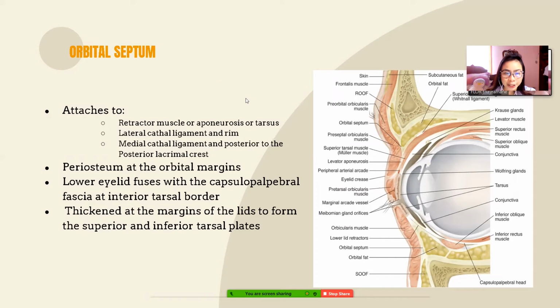Also, it attaches to several muscles and ligaments: the retractor muscle or aponeurosis or tarsus, and the lateral canthal ligament and rim. Also, the medial canthal ligament and posterior to the posterior lacrimal crest. Periosteum at the orbital margins, and the lower eyelid fuses with the capsulopalpebral fascia at the inferior tarsal border. Thickened at the margins of the lids to form the superior and inferior tarsal plates.